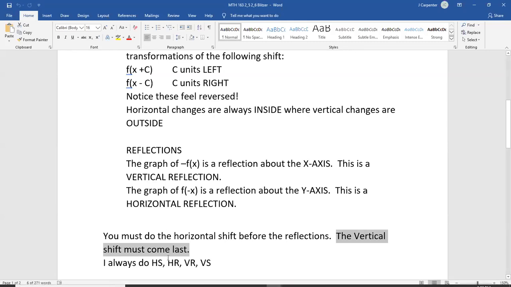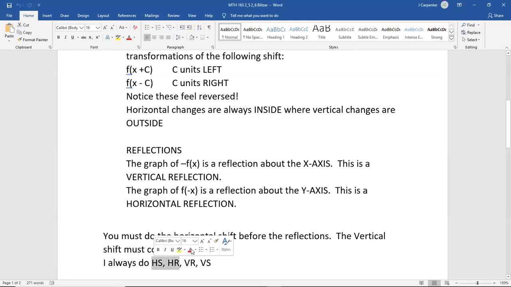While this down here is not the only order to do things properly, it is the order that I suggest. What I like to do is knock out all the horizontal stuff first, anything that's H is horizontal. So I'll do the horizontal shift, then the horizontal reflection. If you do them backwards, your answer will be wrong. I can guarantee that. Then I do the vertical stuff. So I do all the horizontal, then I do all the vertical. And this order is backwards here. You have to do the vertical reflections before the vertical shifts.